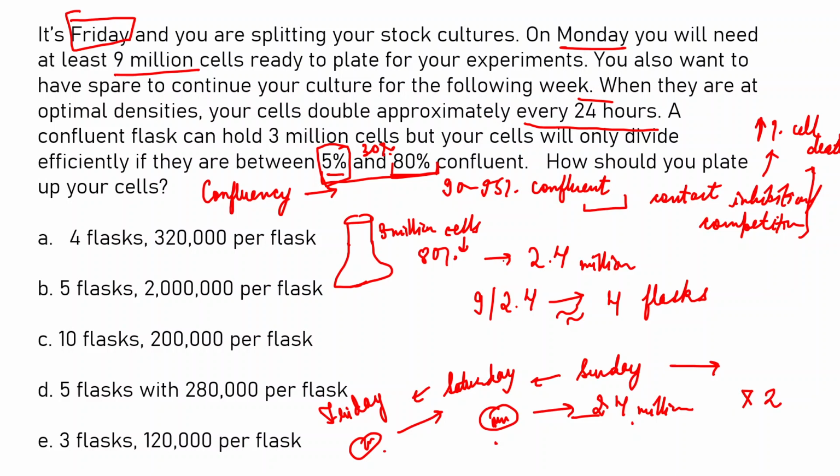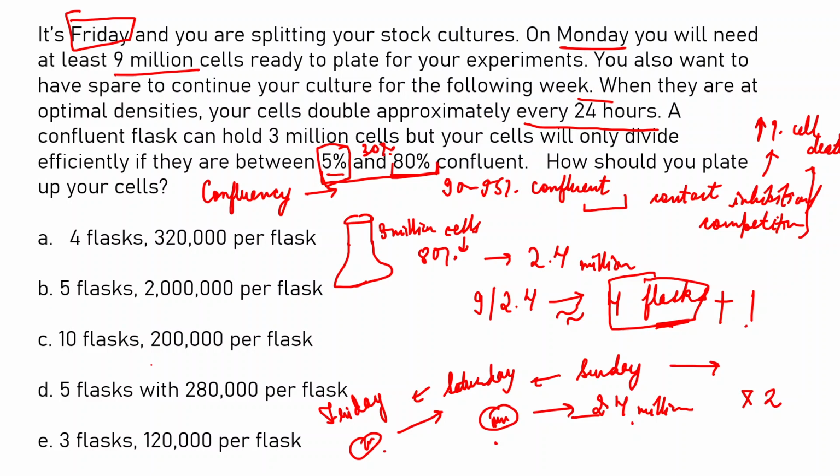And along with that, you will have to start 4 flasks in order to get your 9 million cells, but you also need one more spare flask, so 4 plus 1 flask. I'll leave this calculation to you. If you have any doubt with this calculation, it's very simple, you just have to back calculate. However, if you have any doubt, you can let me know in the chat box, or we can discuss it right now. If we add the number of flasks, then it will be 5 flasks.